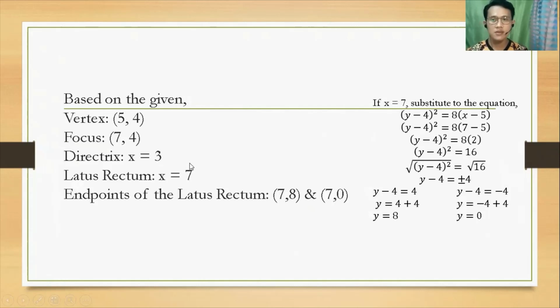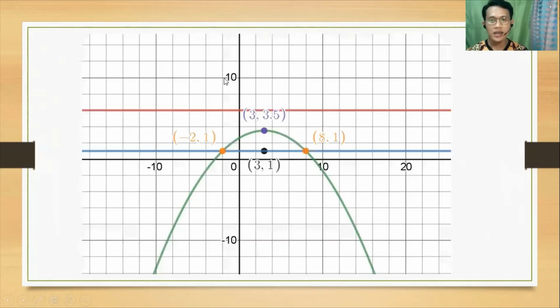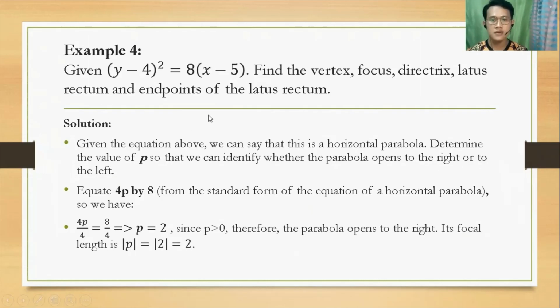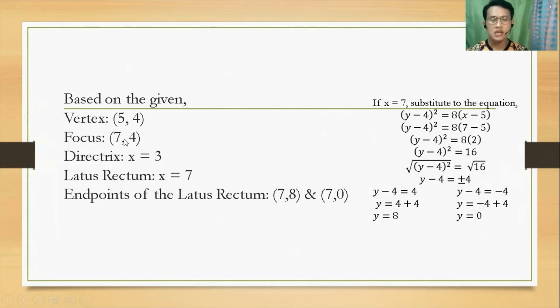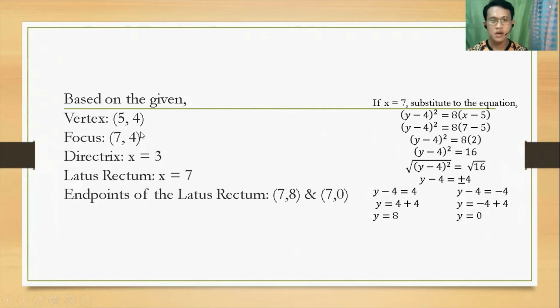Okay, based on the given, we already have the vertex. Here, the vertex is (5, 4). The focus is (7, 4). So how did we get 7? Since the vertex is 5, you add 2 because the focal length is 2. 5 plus 2 is 7. And then copy the y value of the vertex, which is 4.